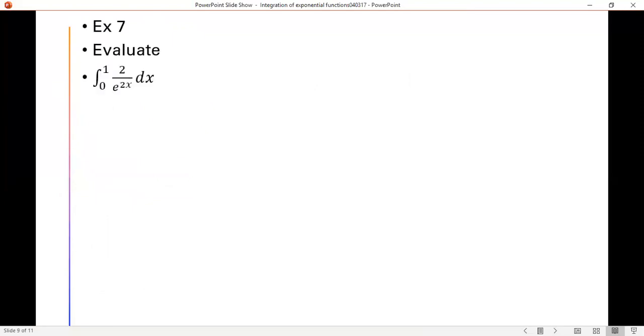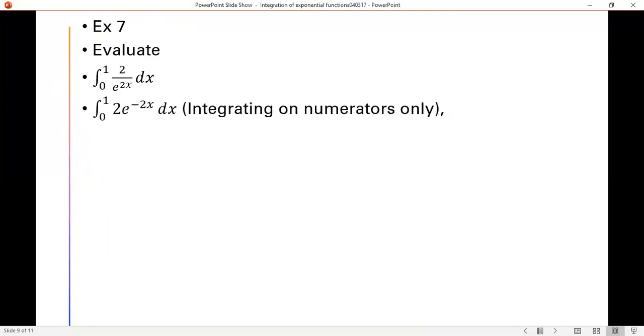Question number 7. Here we have to integrate 2 upon e to the power of 2x. The limits are from 0 to 1. So we need to integrate, and then at the last stage, replace the values of 1 and 0. The integral of 2 upon e to the power of 2x: you have to bring e to the power of 2x to the numerator, which gives a minus sign. The coefficient of x is minus 2, so you have to divide by minus 2. 2 upon minus 2 is minus 1.